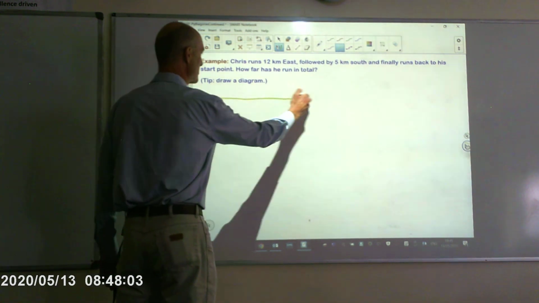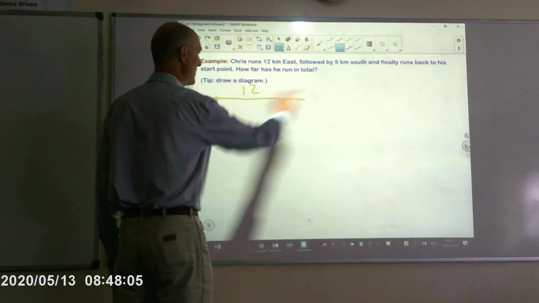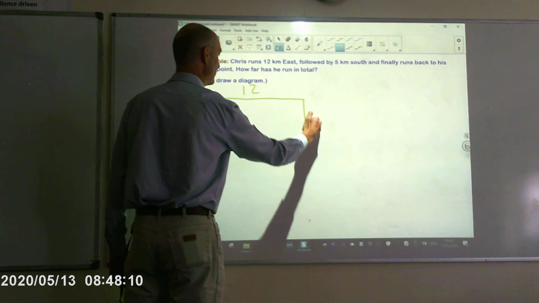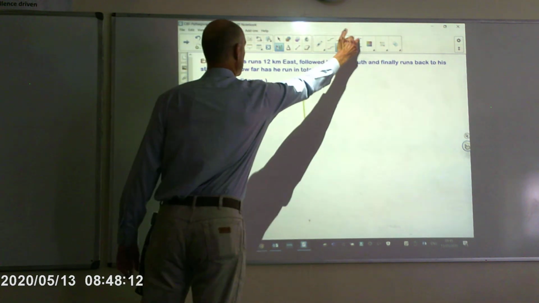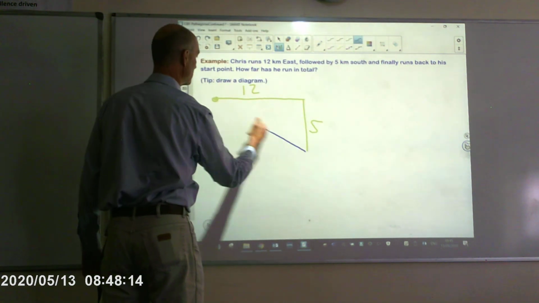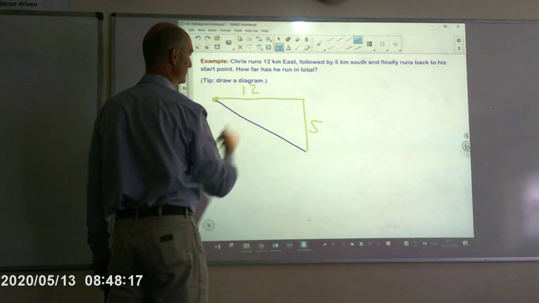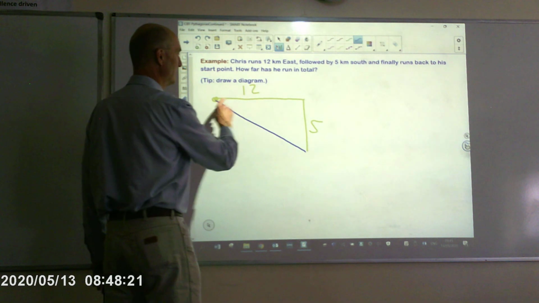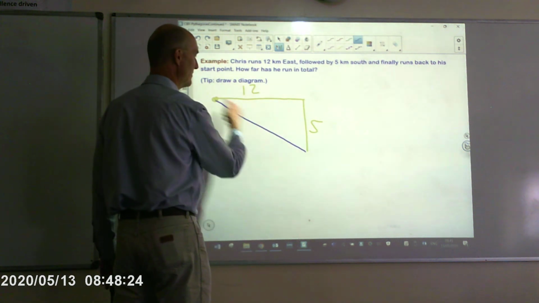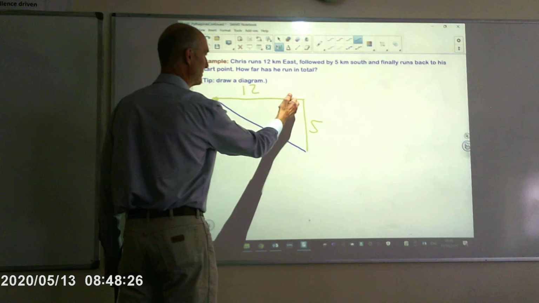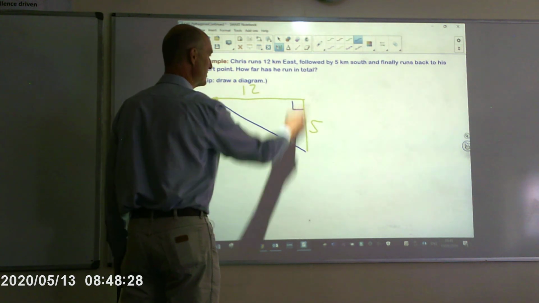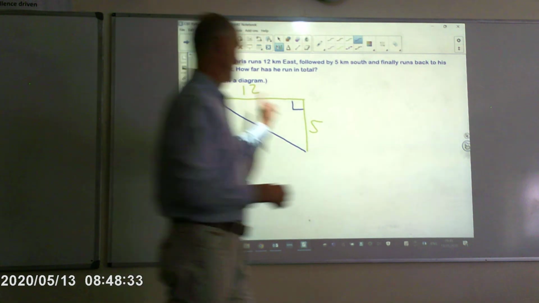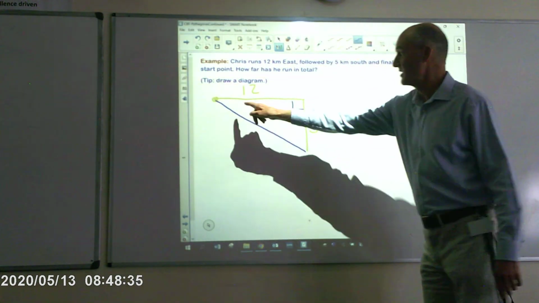12 kilometres east. So that's 12 kilometres we've run east. He's then run 5 kilometres south, 5 kilometres. And he then runs back to where he started. Okay, how far has he run in total? 12 plus 5, but how far is this? That is a right angle because we've gone east and then south. We've now got a right angle triangle. We need to find this.